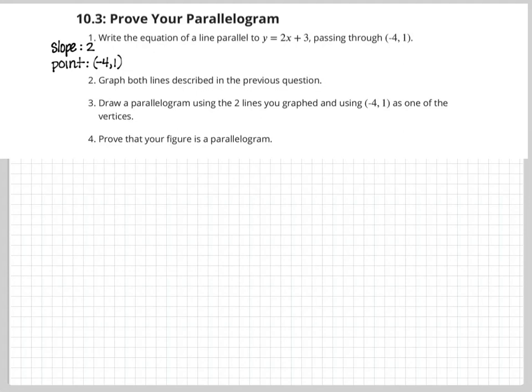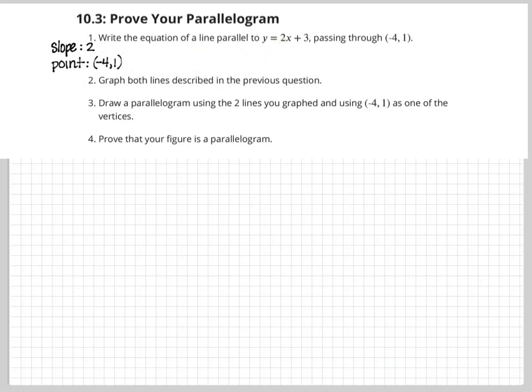Now let's look at this next problem. Next problem is we're going to do something with a parallelogram. So we start off with this equation, y equals 2x plus 3, which means we have a slope of 2. And it says passing through the point negative 4, 1 is another line. So we have still a slope of 2 and the point negative 4, 1. Same slope because we wanted parallel lines. And this is write the equation of that.